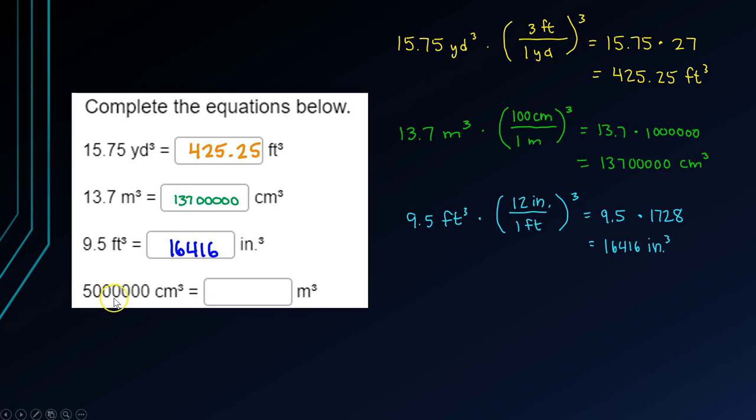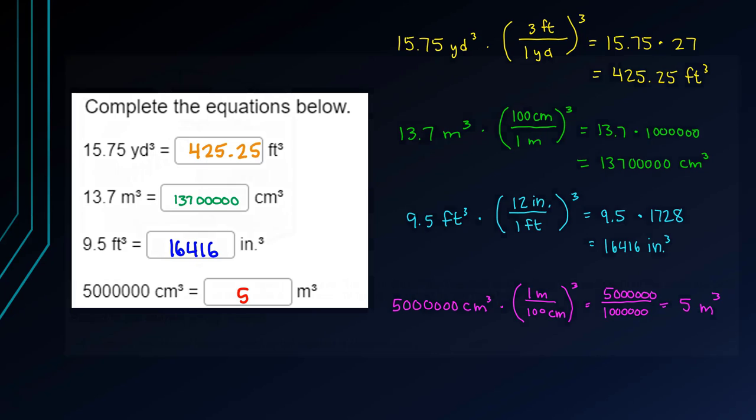And lastly, I have here 5 million cubic centimeters. I want to convert that into cubic meters. So very similar to this calculation here, except now I'm starting with the cubic centimeters. So the 1 meter is going to go on top, the 100 centimeters is going to go on the bottom, because when I cube that eventually, I'm going to have cubic centimeters in the denominator. This one's technically the numerator. They would cancel each other out, leaving me with cubic meters. So I'm going to take this 5 million divided by 100 cubed, which is 1 million, which gives me 5 cubic meters.